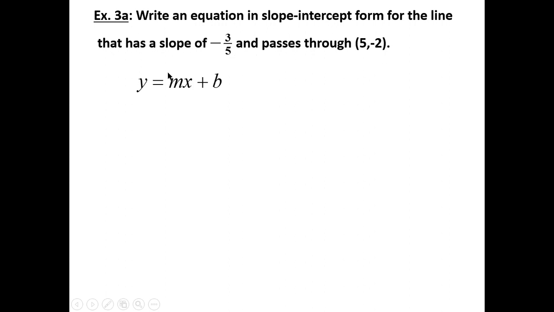A very important part of slope-intercept form is the slope. That's what the m stands for. So we can actually just plug that value of negative 3/5 in for the m. So y equals negative 3/5 x plus b. Now the only part that we have to figure out is what the y-intercept is.